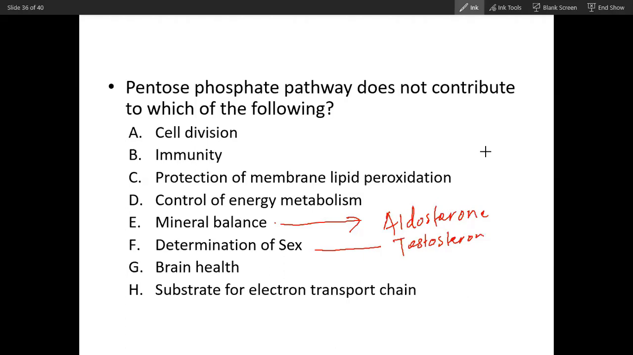Remember those 3 functions. First is biosynthesis. Then second is detoxification. Third is NAD. So what would be the answer?